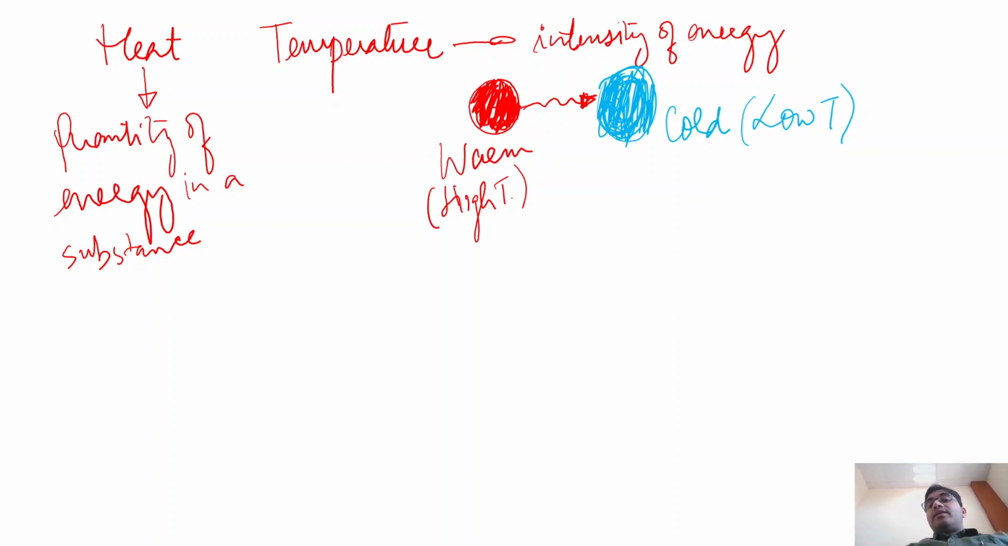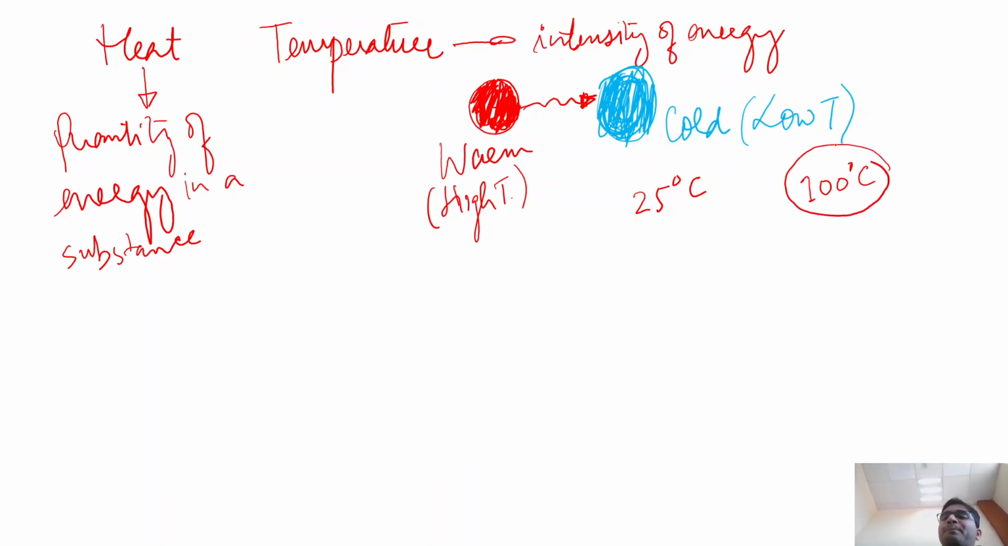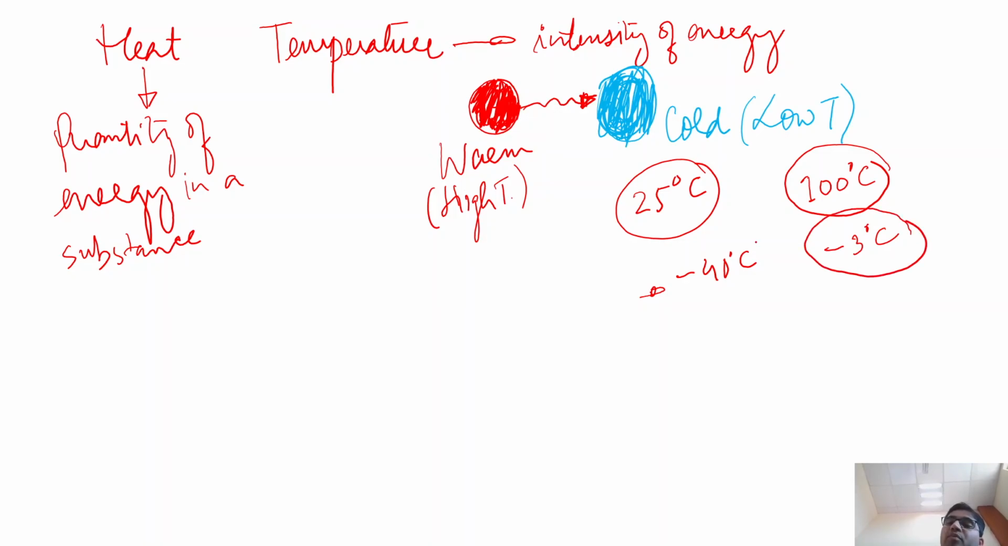Now you may ask the question, what is warm? What is a high temperature? You all know that if we have a glass of water at a temperature of 25 degrees Celsius and a glass of water which is boiling at 100 degrees Celsius, then 100 degrees Celsius is warmer, at higher temperature, or has more heat energy than the 25 degrees. Now if we have ice at minus 40 degrees Celsius and we have water at minus 3 degrees Celsius, then of course minus 3 will be warmer than minus 40. So the heat flow will be from here to here.